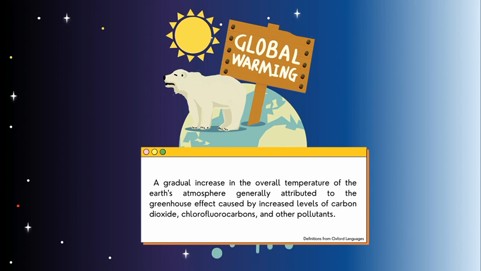Higher temperature has something to do with global warming. So global warming is a gradual increase in the overall temperature of the Earth's atmosphere, generally attributed to the greenhouse effect caused by increased levels of carbon dioxide, chlorofluorocarbons, and other pollutants.